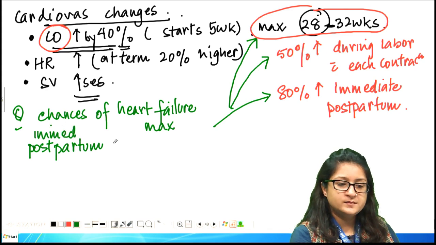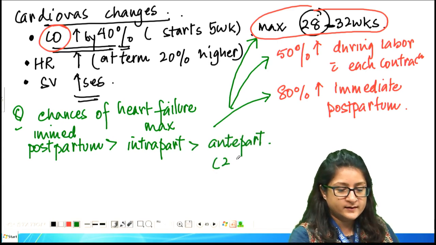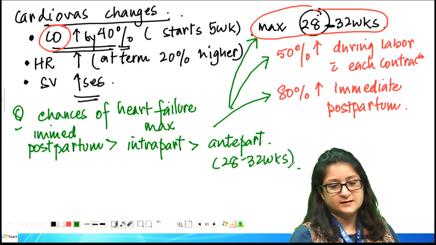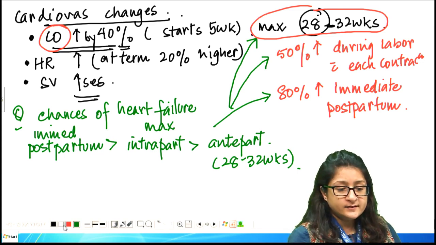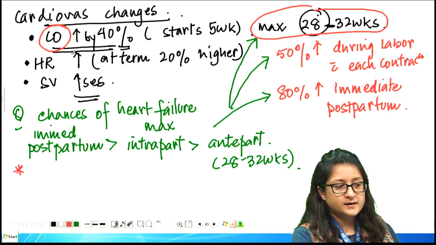Immediate postpartum, then intrapartum, and then antepartum, and in antepartum also at around 28 to 32 weeks, the chances of heart failure are maximum. So this is important about the cardiovascular changes. Another important point is that usually the heart will move.